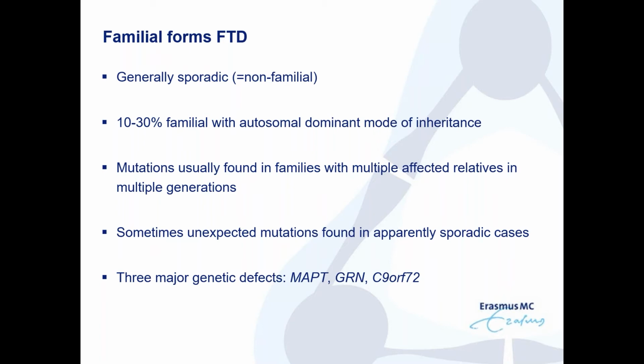The three major genetic defects that have been found to cause FTD are mutations in the so-called MAPT gene, the progranulin gene, and a repeat expansion in the C9orf72 gene. Besides these three, there are several other genetic mutations. And I will briefly discuss the different genetic subtypes now.